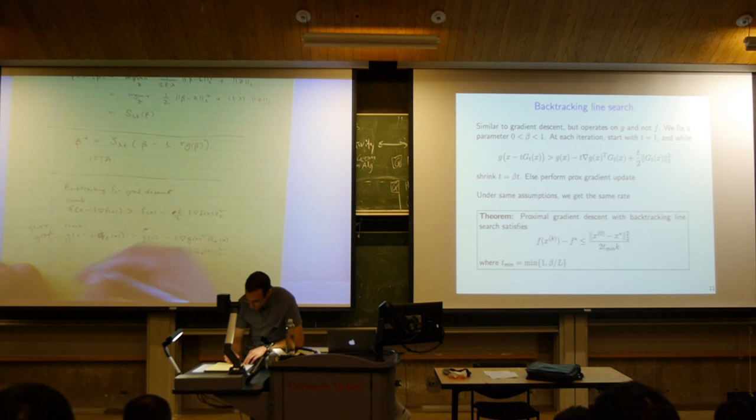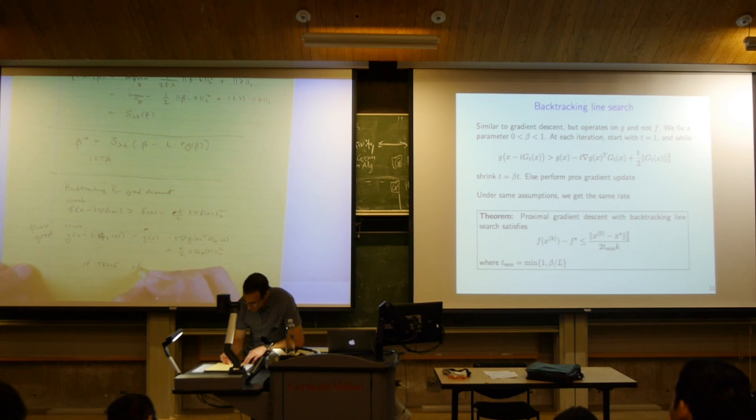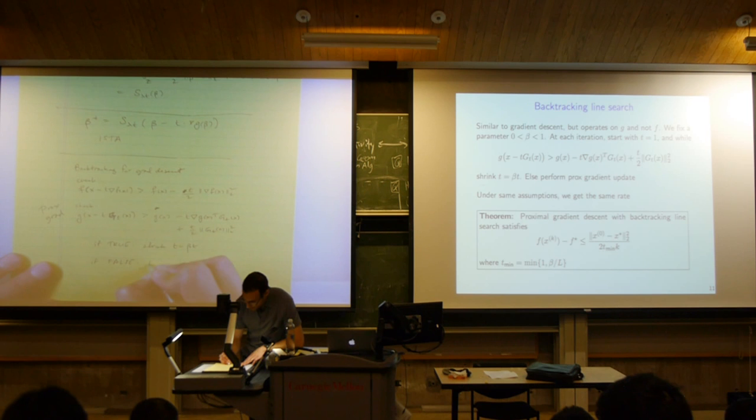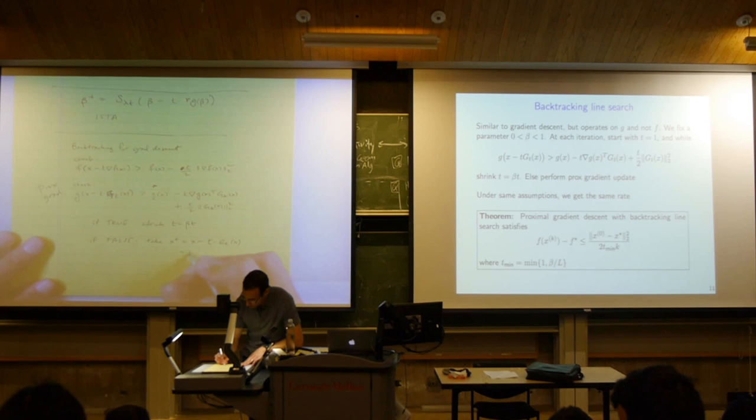If this is true, then we're going to shrink t to be beta times t, for example, 0.9 times t. And if it's false, then we're going to take x plus to be x minus t times the generalized gradient, which, as we know, is just the prox definition of proximal gradient's updates.